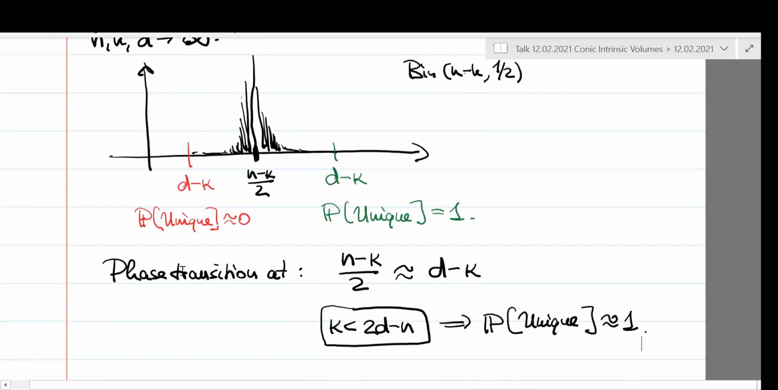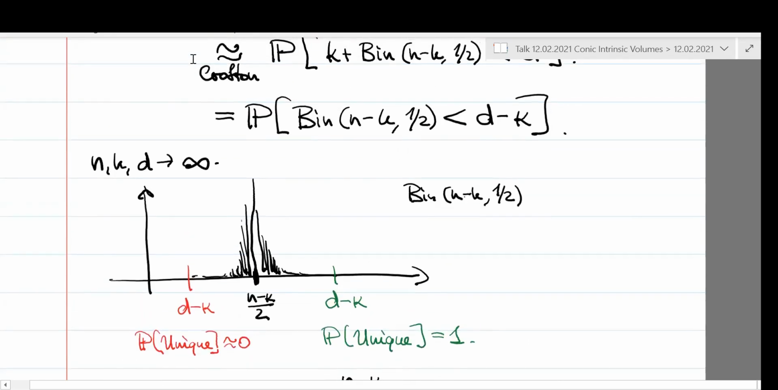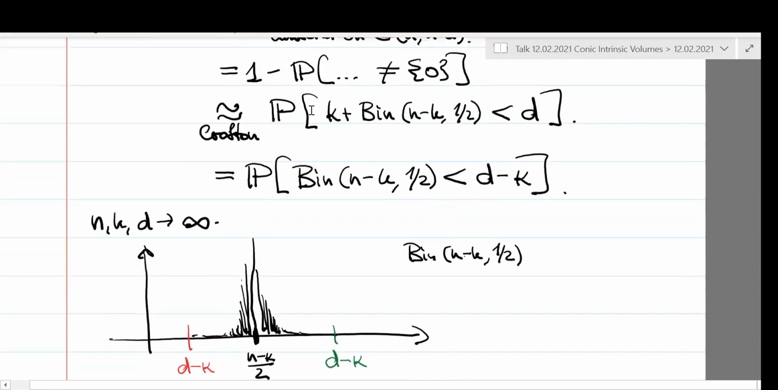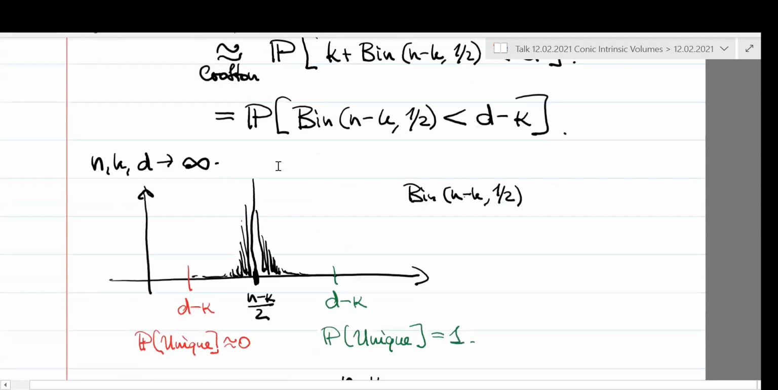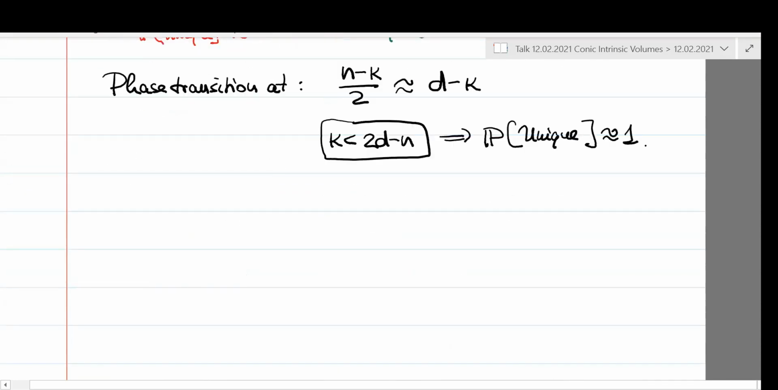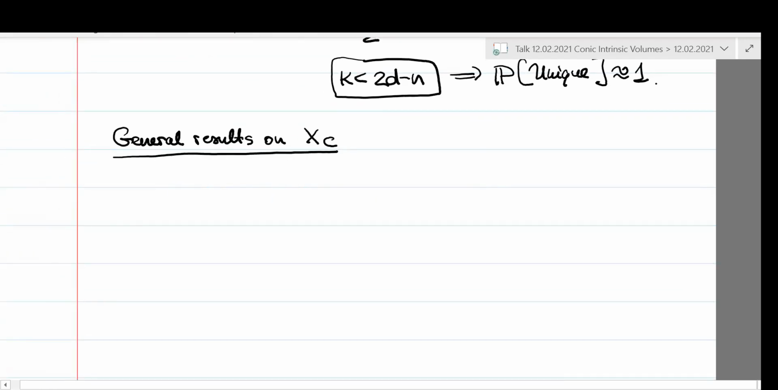I don't know much about optimization, but it seems that one can imagine many problems which reduce to the same type of question, so to the question whether a random linear subspace intersects a cone. And in all these questions, there is universality because there are general results which state this. For example, here is just one of them, general results on the random variable x of C, and one of them is the following.